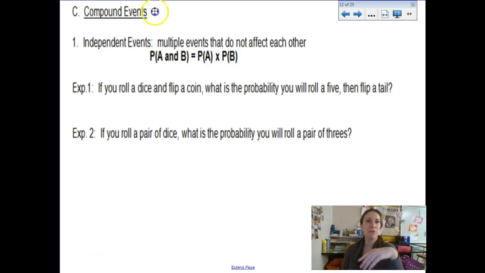All right, when you have compound events, more than one event, the idea is you're supposed to multiply the probabilities together, but it gets a little complicated when your events are not independent or they're conditional. So at first, let's talk about just simple independent events. You just multiply them together. So rolling a dice and flipping a coin, totally independent from one another.